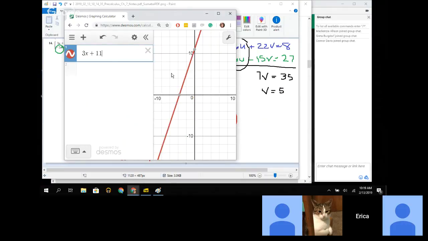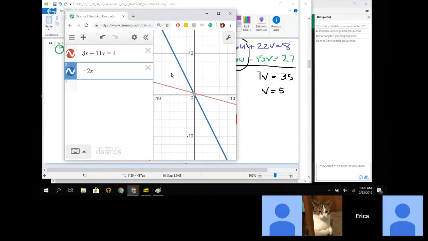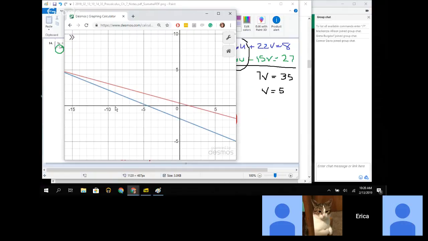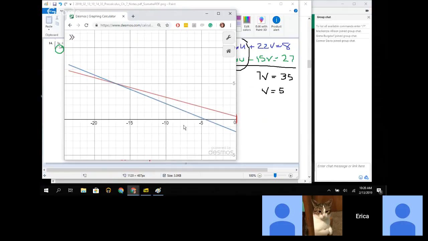3u plus 11v equals 4, right? And I have negative 2u minus 5v equals 9. So I know I'm saying v and u, but you have to change them out for x and y. Desmos isn't that smart yet. Okay, so they should intersect theoretically. We found the point to be negative 17, 5. So hopefully, there we go, negative 17, 5. Whoop, whoop.